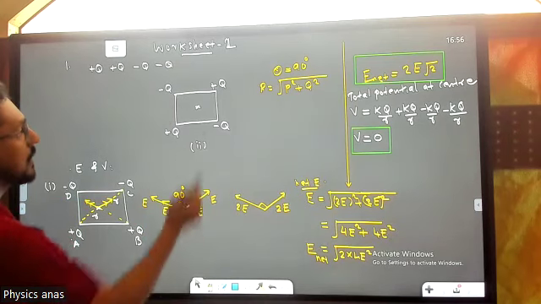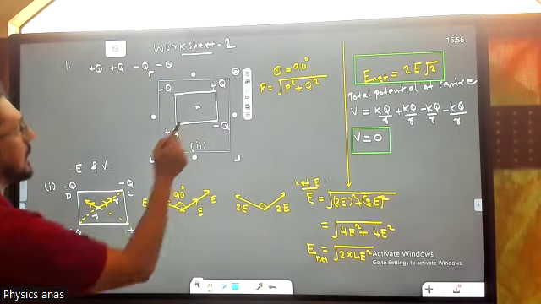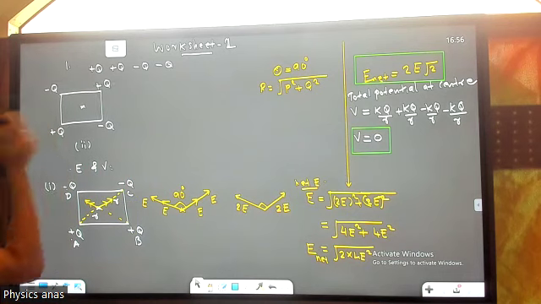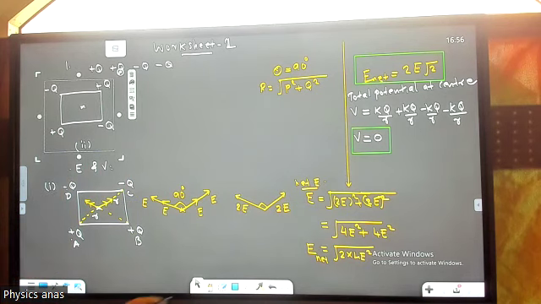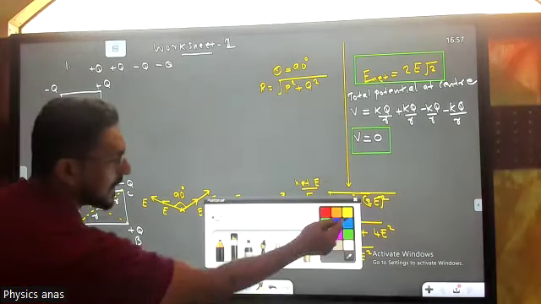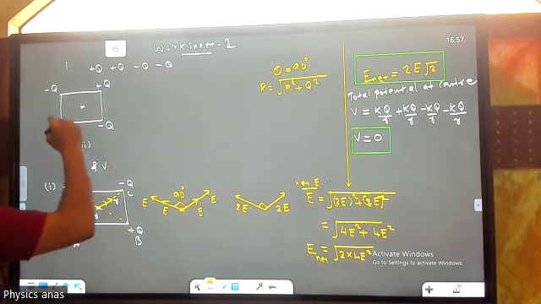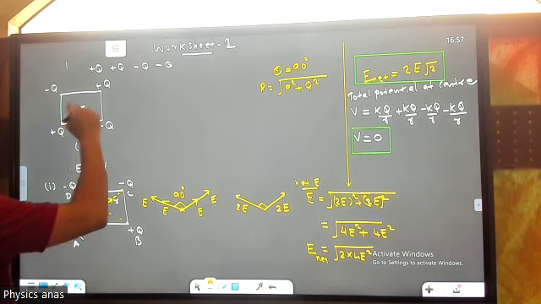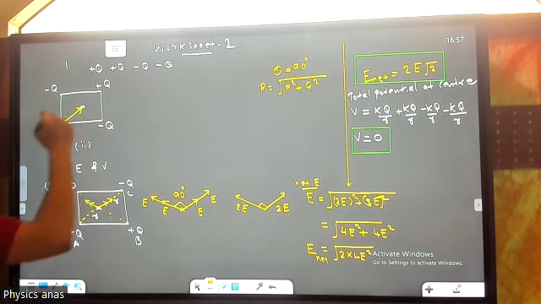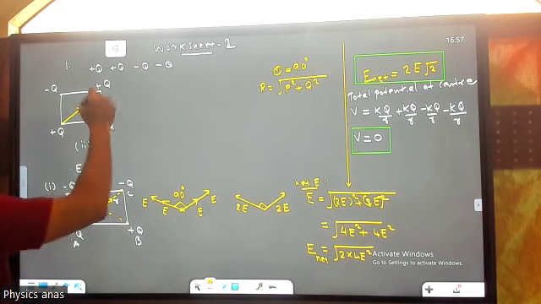We have the first one, and now we are going to see the second configuration. Look at the second configuration. What can you see here? Electric field due to positive charges is away from it, right? That means electric field due to this positive charge will be away from it, and electric field due to this positive charge will be away from it like this.